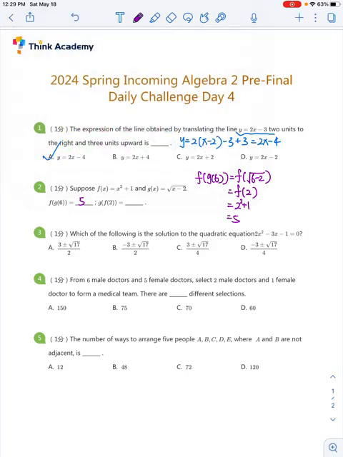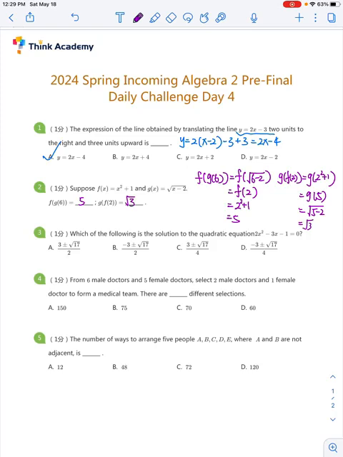Then we take a look at the second one, which is g of f of 2. Again, we plug 2 into our function here. It becomes g of 2 squared plus 1, which is g of 5. Then we plug into g, and it becomes the square root of 5 minus 2, which is root 3. So this will be our final answer for the second one.